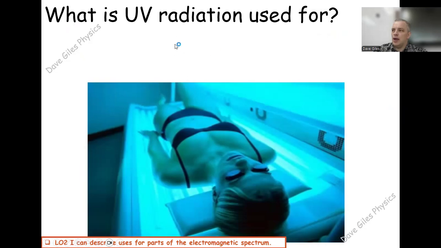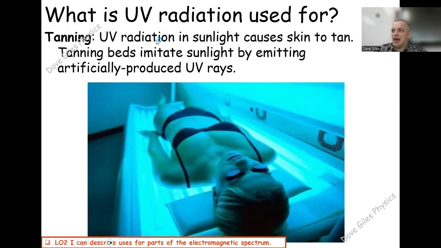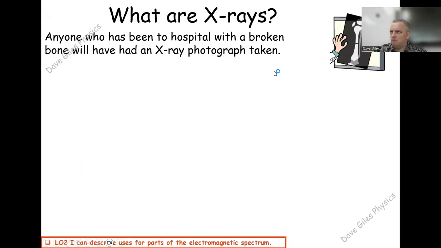And also used in sunbeds for tanning, causing the skin to tan. Tanning beds imitate sunlight by emitting artificially produced UV rays.